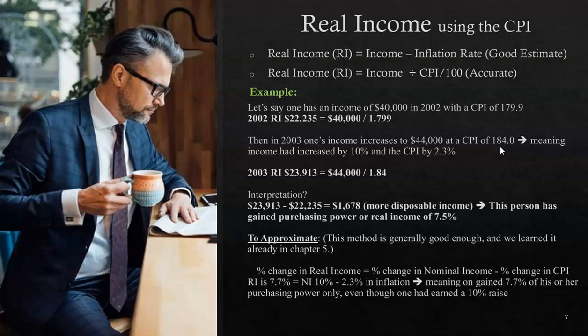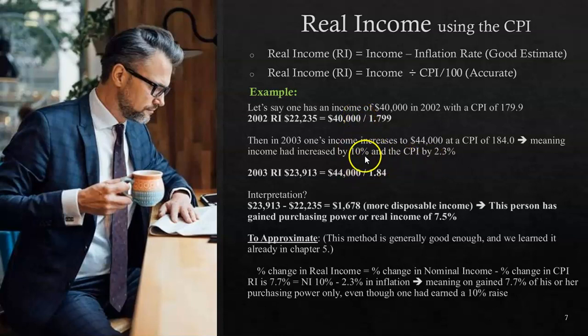Well, if we were to look at the real income in 2003, we would take this 44,000, the nominal income, and divide it by 1.84 like we did in the first set for 2002. Why? Because we're moving this decimal point twice, because we're dividing by 100. This gives us a real income of 23,913. So the CPI as a percentage changed by 2.3% from 179.9 to 184, but the nominal income changed by 10% from 40,000 to 44,000.